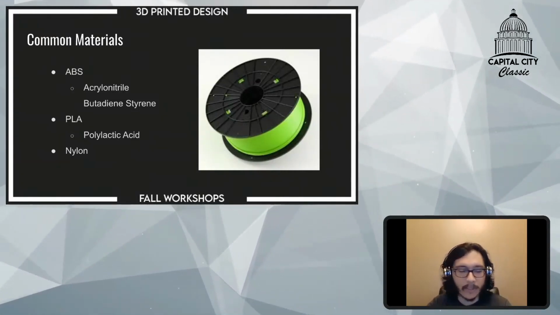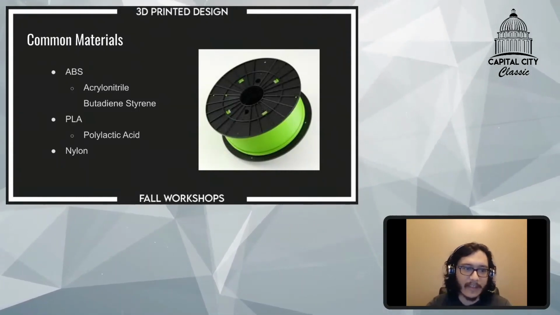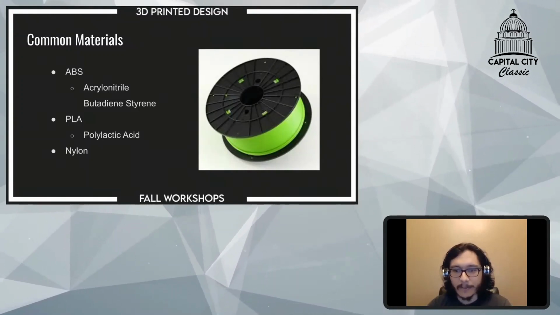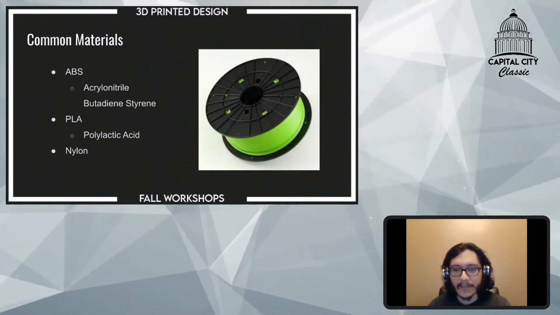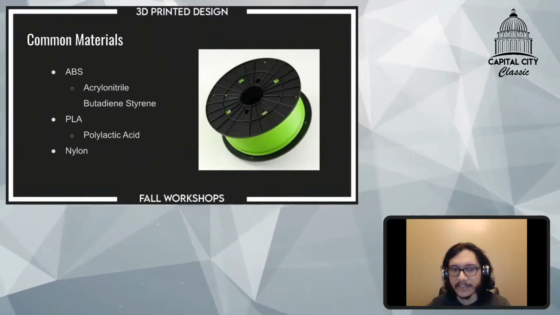PLA is probably the most common plastic used in 3D printing. I'll get into the reasons for that. And then nylon is another popular plastic. It's pretty tough and it's pretty good. It's pretty easy to 3D print with, but it gets a little bit stringy sometimes.